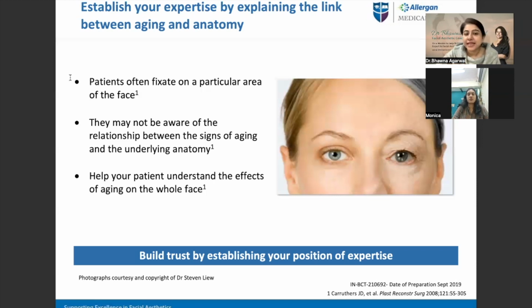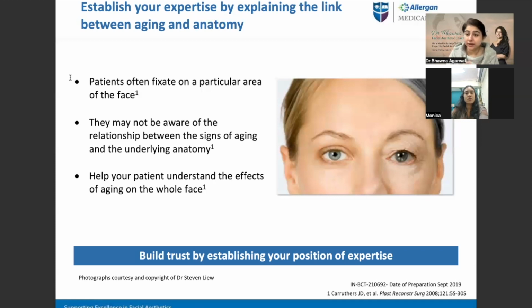Now, patients often fixate on a particular area of the face. Their driving force could be either the horizontal lines, or the vertical lines of the forehead, or under eye hollowness, or jowling, or smile lines. So these are the 3-4 main concerns which people come in for. They do not know the entire anatomy, they do not know the entire aging process. It is just one thing that is bothering them, and they will come to you for that particular concern. And they might not be aware of the relationship between signs of aging and the underlying anatomy.